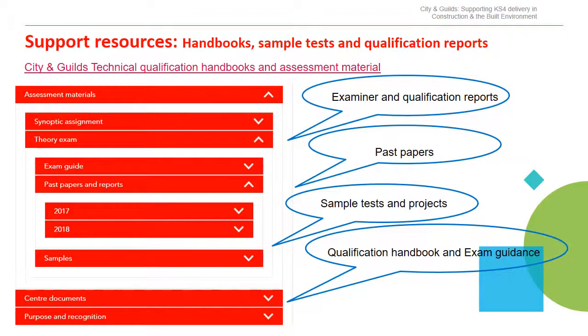In addition to the previously mentioned generic resources, I have provided you here a snapshot of the web page for the 720. And as you can see, there are various tabs. These tabs, once clicked on and opened up, take you to a number of files. And in those you will find the examiner and qualification reports, past papers, sample tests and projects, and the qualification handbook and exam guide.